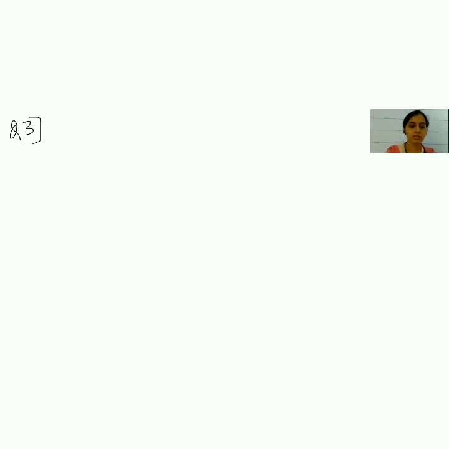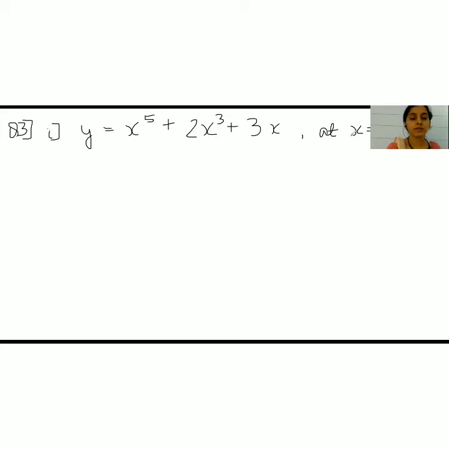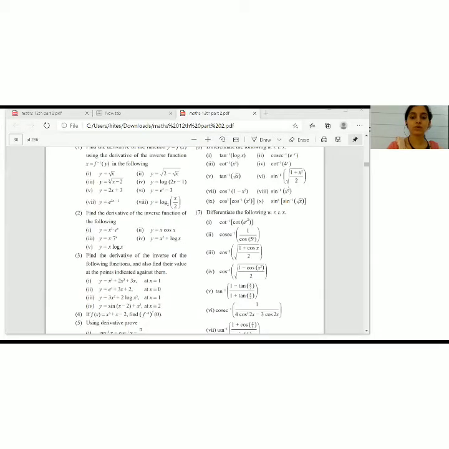Question 3 says: find the derivative of the inverse of the following functions and also find their value at the point indicated against them. So for question 3, the first one, let us do that. We have y equal to x raised to 5 plus 2x cubed plus 3x. What we have to do is find its inverse function, and then find the value of the inverse function at the point mentioned. I'll read out the question again. It says find the derivative of the inverse of the following functions and also find their value at the points indicated against them.